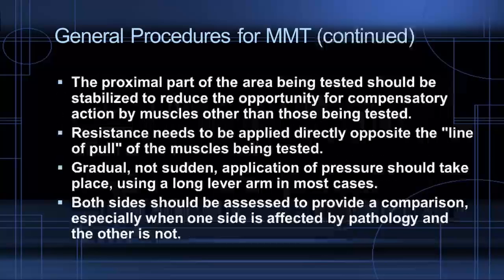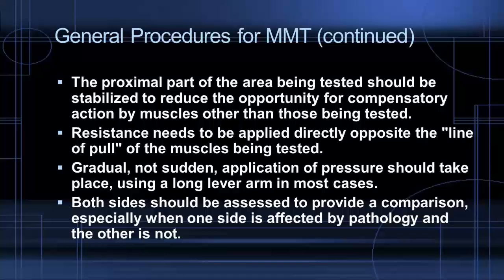I talked a little bit about this when we were looking at the pictures. The area proximal to the area being tested should be stabilized in order to reduce compensatory movements. The resistance needs to be applied directly opposite to the line of pull of the muscles being tested. We're going to do a gradual pressure, not a sudden application of pressure. We're doing gradual, and most of the time we're using a long lever arm. Okay, and we'll be going over this in lab again as well.